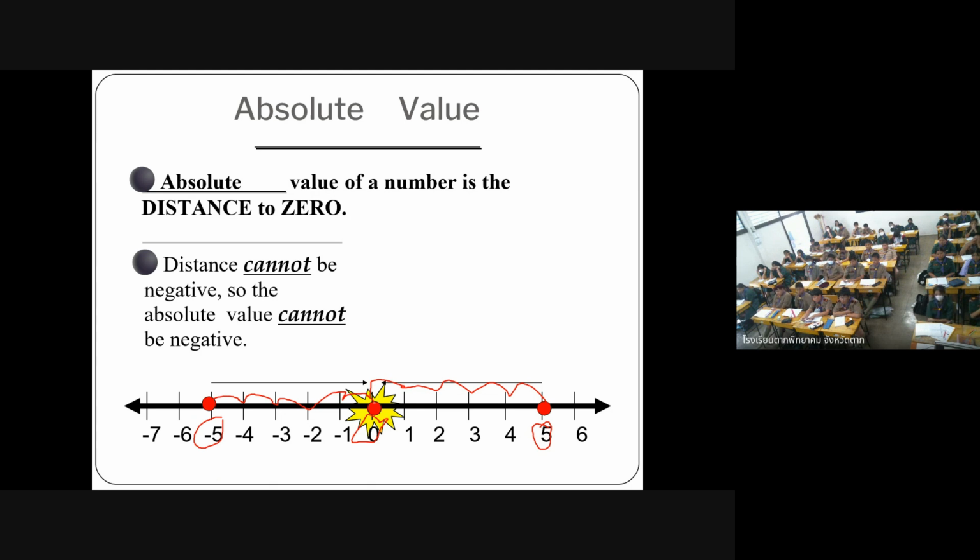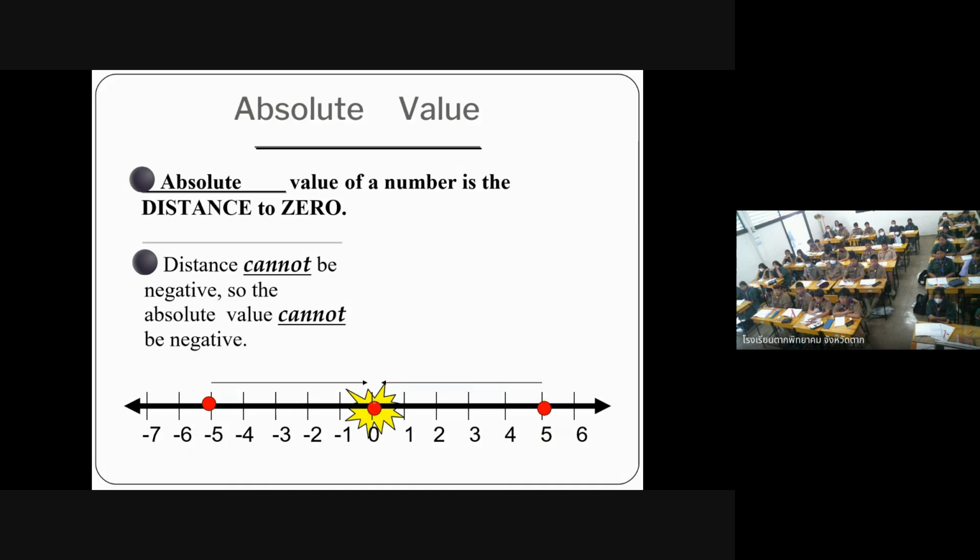Positive number, in Thai, means positive integer, okay? Meaning, absolute value is always positive. Good. Now, the absolute value of a positive number 5 is just the number 5. Same. The absolute value of a negative number 5, you just need to make it positive as well.